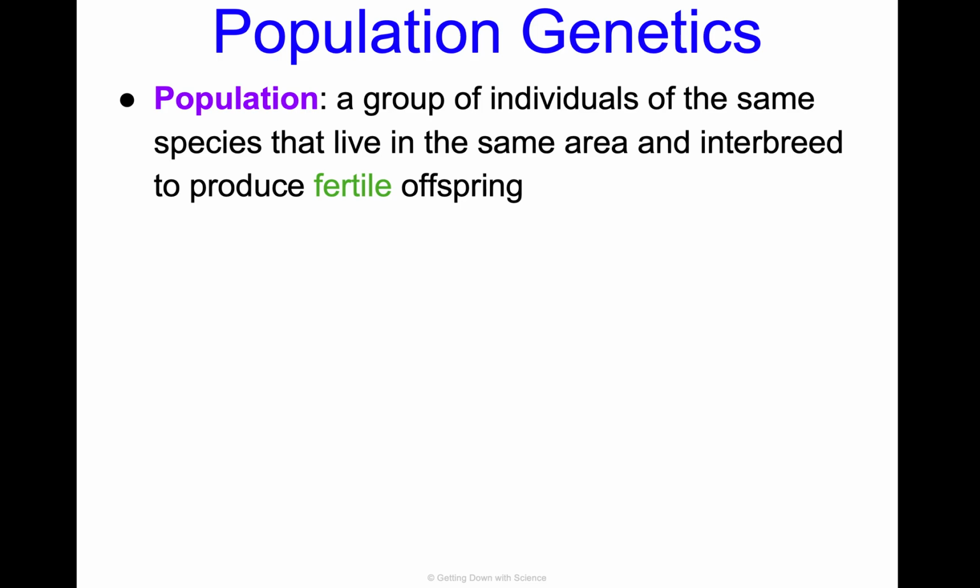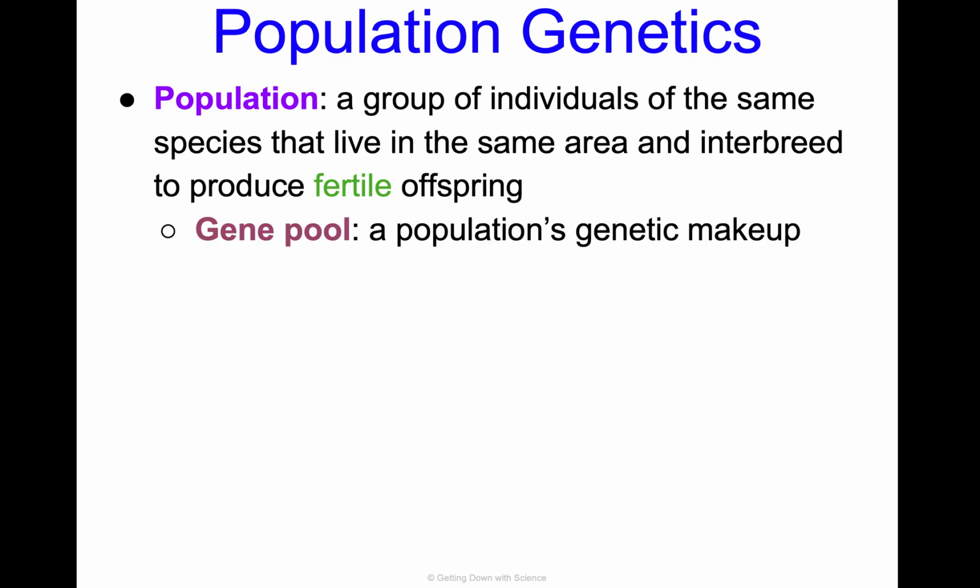A population is a group of individuals of the same species that live in the same area and interbreed to produce fertile offspring. Okay, so in a population, everything's the same species. You can mate, you can make babies. It's great. The gene pool is what we refer to as the whole population's genetic makeup. We're going to get to that on the next slide.